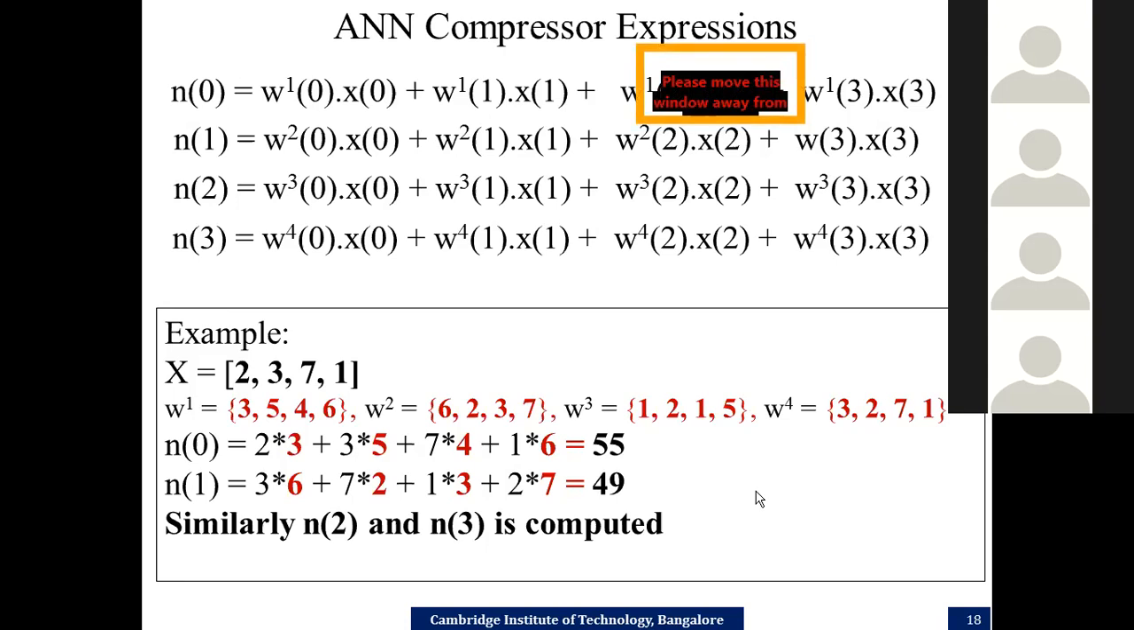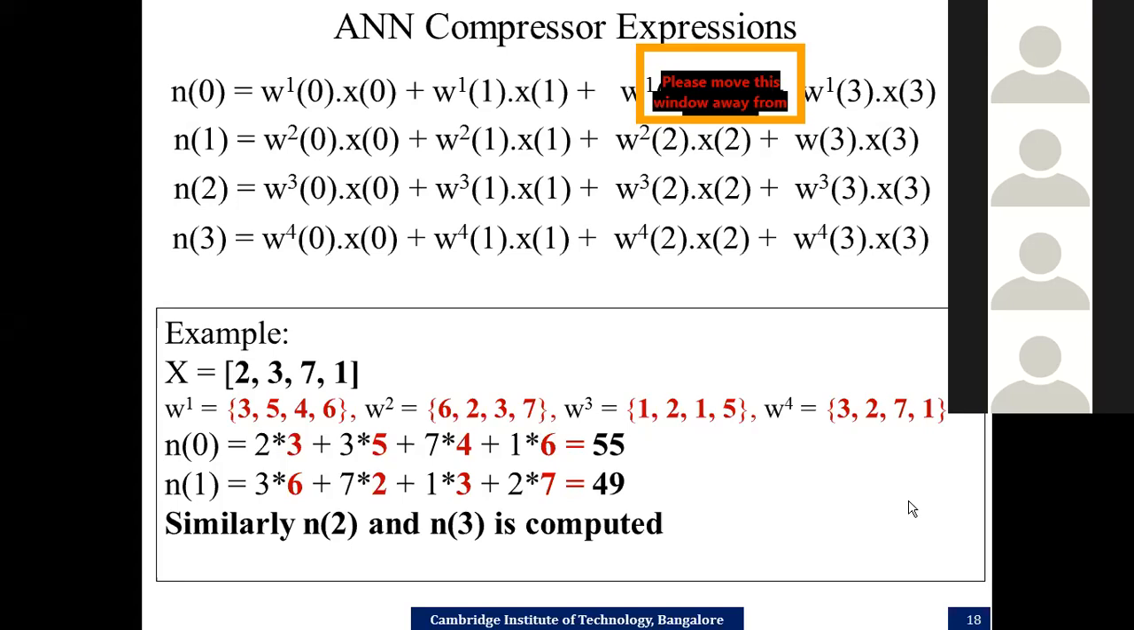N1, again, X0, X1, X2, X3 will remain the same, but W2 will change. Okay, it is different from W1. Again, N2, the output of the third neuron: the inputs will remain the same for it, but the weights will change. It will be N2, W30, W31, and so on. And for N3, that is the output of neuron 4 of the compressor, the inputs will remain the same for the corresponding process, and the weights will be W40, W41, W42, and so on.